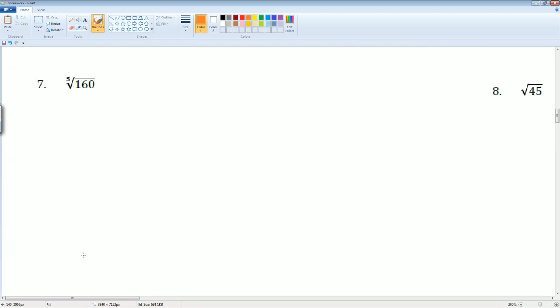Ooh, is this perfect? This is a fifth root, I think. So let's see. Does this even work? 4 times 4 times 4 times 4 times 4. No. 3 times 3 times 3 times 3 times 3. No. Ooh, 2 times 2 times 2 times 2 times 2. No. This is very interesting. This is not perfect by all means.